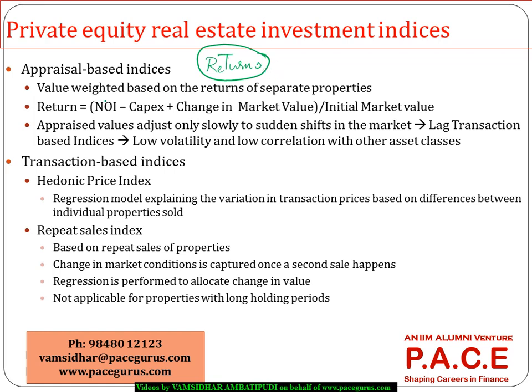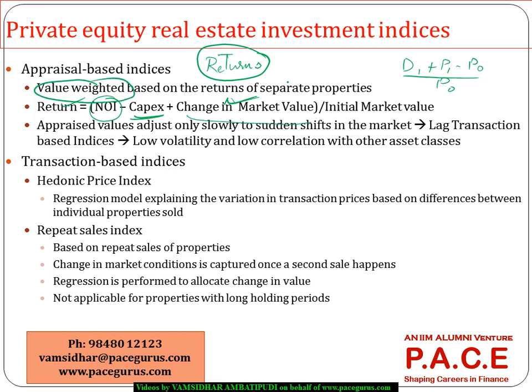So a set of properties, for each of which the return is computed as net operating income minus whatever capital expenditure has gone into it, plus the change in the value. Just like in the case of equities we do D1 plus P1 minus P0 by P0. This is exactly the same mechanism that we are using to compute the return, and all these returns we are value weighting based on the returns.